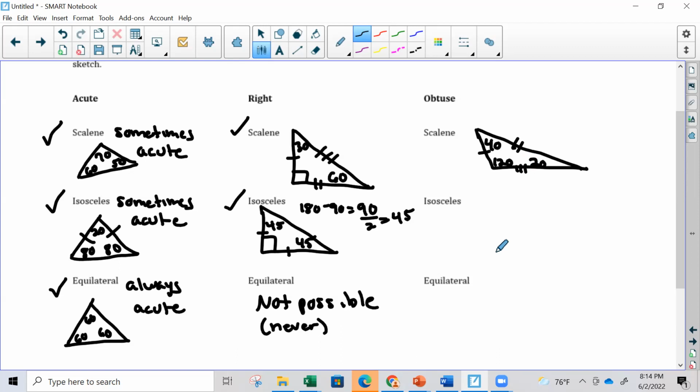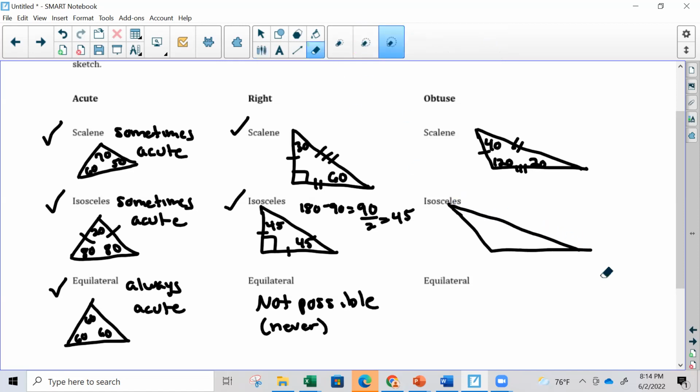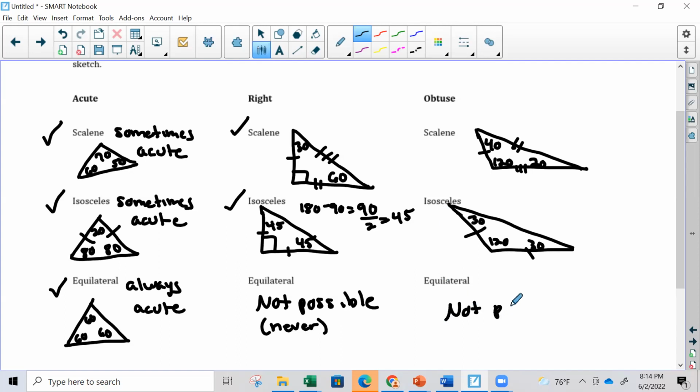Okay, and isosceles, can I have a triangle with 1 obtuse angle and 2 equal angles or 2 equal sides? And the answer is yes. And this isn't drawn perfectly. I could have it be like 120 and then 30 and 30. And so my 2 base angles are 30 and my vertex angle is 120. And so that is possible. But then equilateral again, okay, they have to be 60. So this is not possible again. This is never.